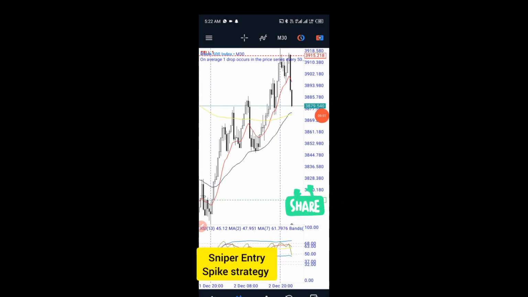So guys, that is how you can catch spike on boom and crash.